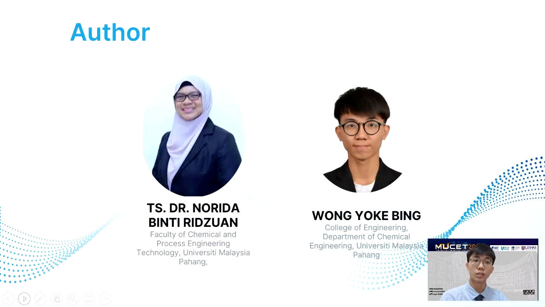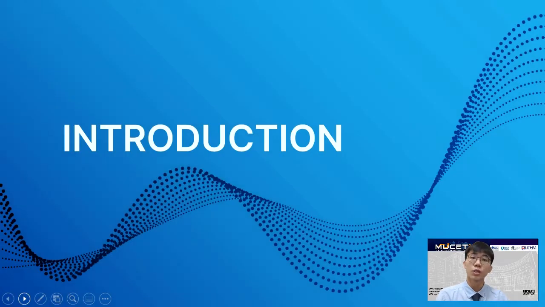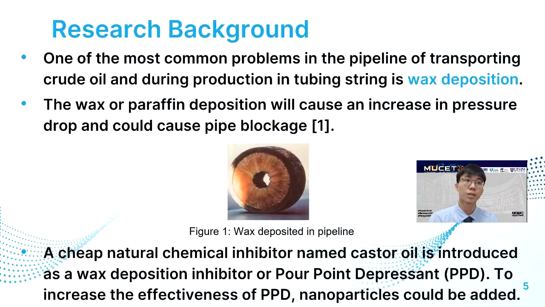So let's get started. The contents of this presentation will include the introduction, literature review, methodology, results and discussion, conclusion, and finally references. For the introduction of this project, one of the most common problems in pipelines transporting crude oil and during production is wax deposition. The wax or paraffin deposition will cause pipe blockage as shown in Figure 1.